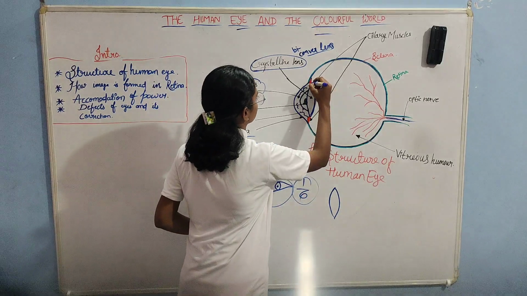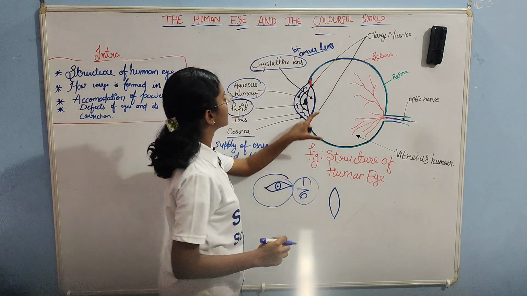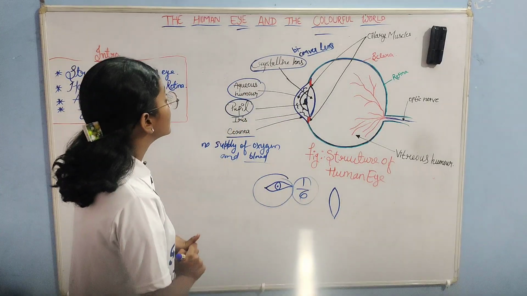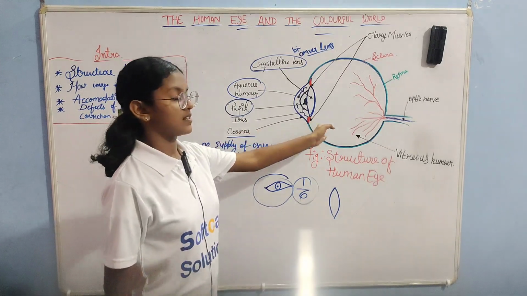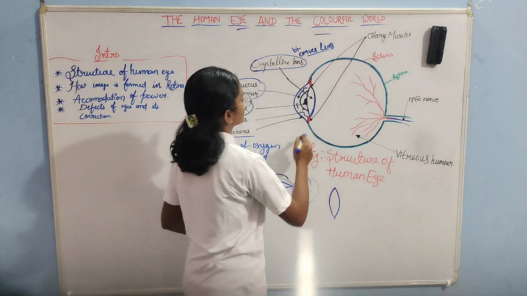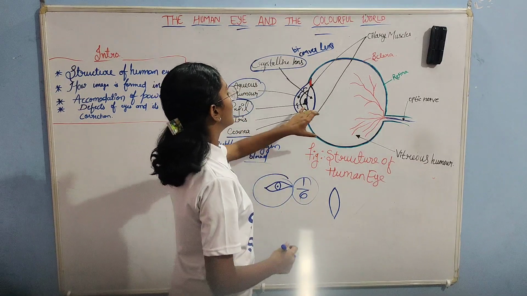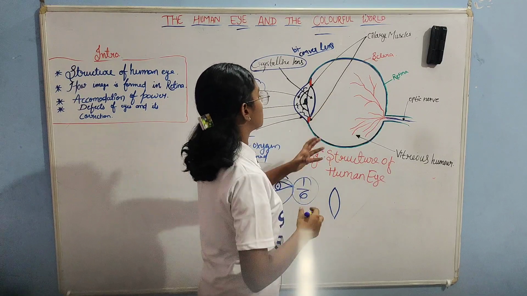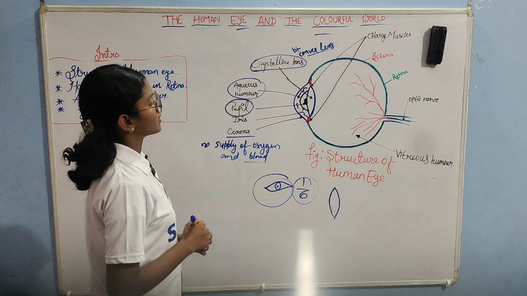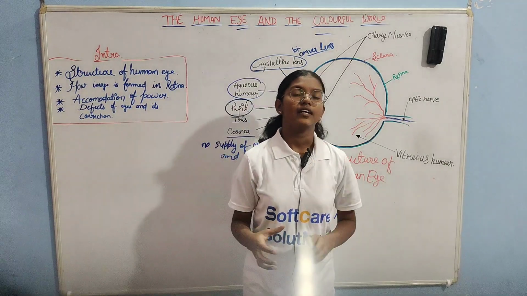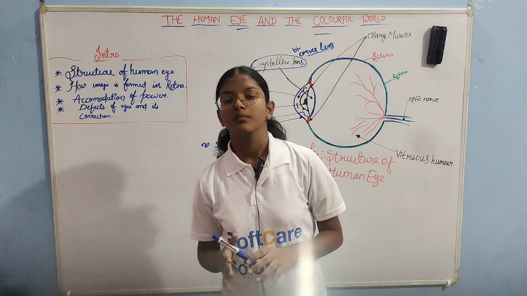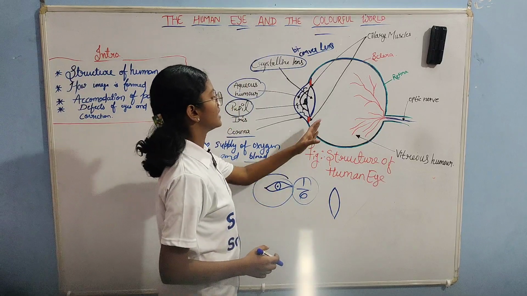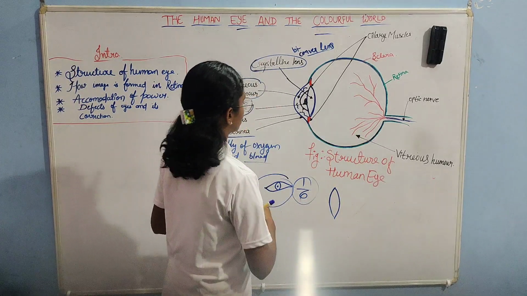There are two muscles which are present at the end of that lens. What is the function of those muscles and what are they called? They are called ciliary muscles. These ciliary muscles help the lens to change its shape, and our eye has a special feature that it can change its focal length. In other lenses, you have studied that the focal length is not changeable, it's constant. But our eye has a special power to change its focal length according to the situation.